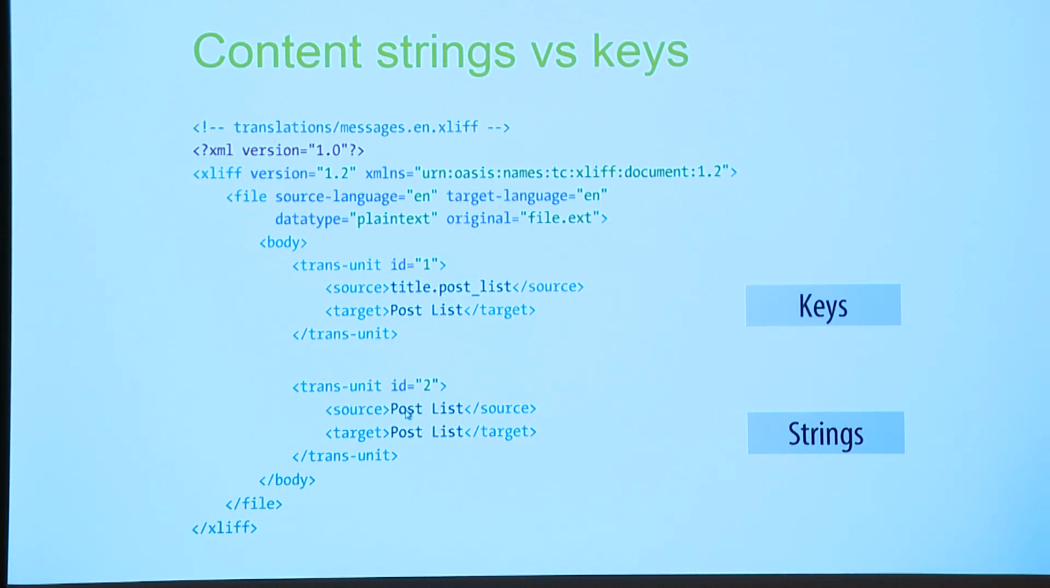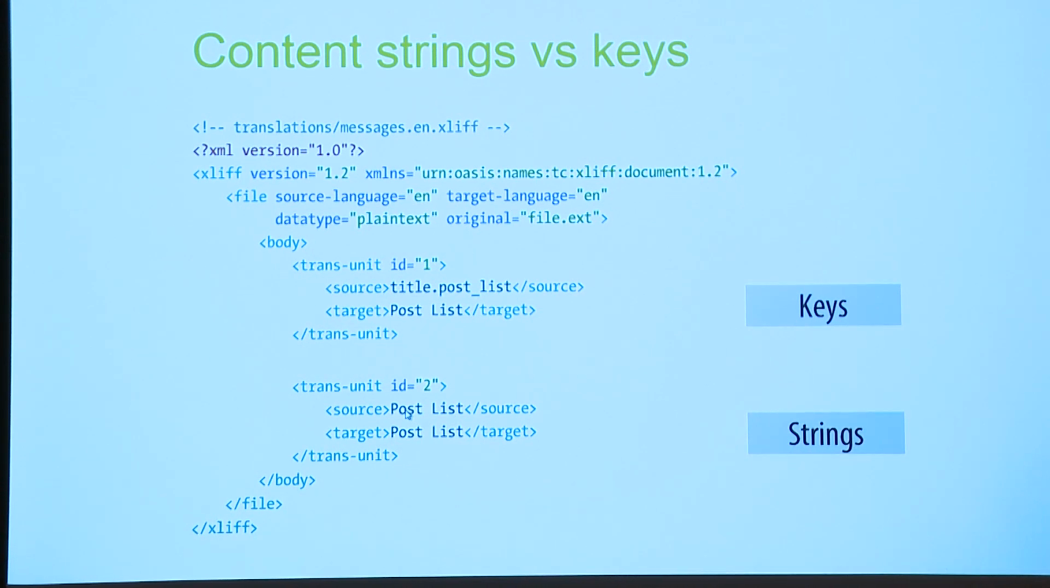If you work with the second solution using strings, it's nice because by default, in your view as a developer, you have things you can read. It's plain English. If you use keys, you have only title.post_list at this place, which is a bit less nice to the developer.